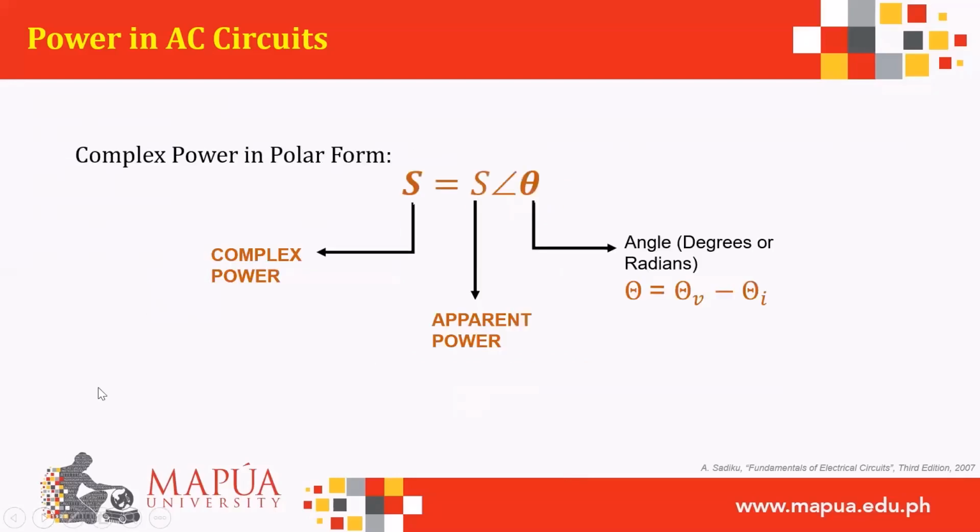In polar form, we have the complex power equal to the apparent power angle theta, which is in degrees or radians, and it is the difference between the angle of the voltage and the angle of the current.